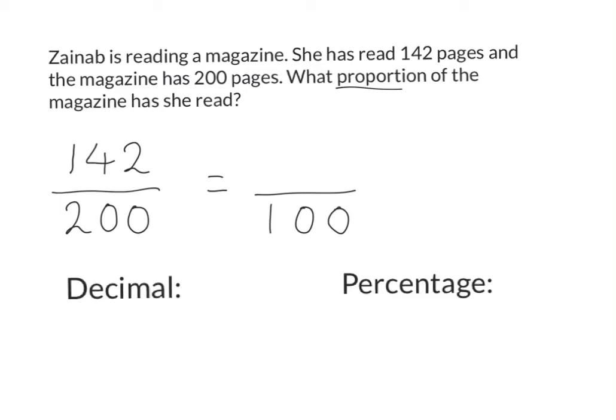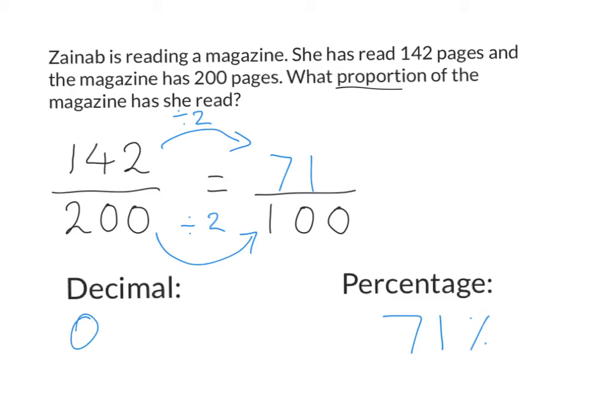Okay, so hopefully you could tell me that to get from 200 to 100, I need to divide by 2. And then if I do the same on the top, 142 divided by 2, I get 71, which as a percentage is going to be 71%, and as a decimal is going to be 0.71. So she's read most of that magazine.